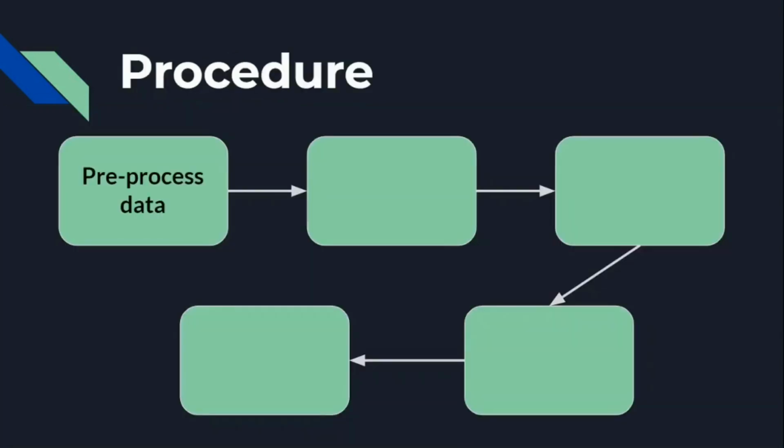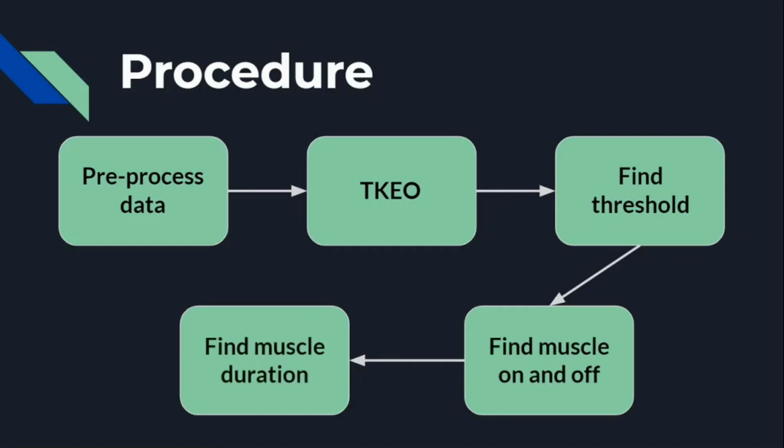Procedure. First of all, we have to do pre-processing of the data. The pre-processing part is shown in my previous video, so check out my previous video. Then we're gonna do TKEO, which is the Teager-Kaiser energy operator. This is a little bit complicated, but I'm gonna show you how to do this in MATLAB, find the threshold based on TKEO, and find the muscle on and off. Then finally find the muscle duration, which is just between muscle on and muscle off. I'm gonna show you all those procedures in MATLAB. So let's go to MATLAB.